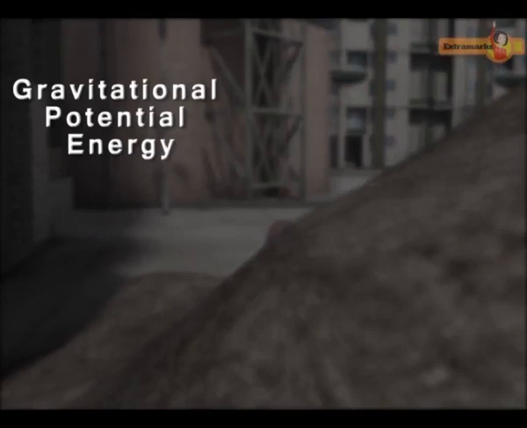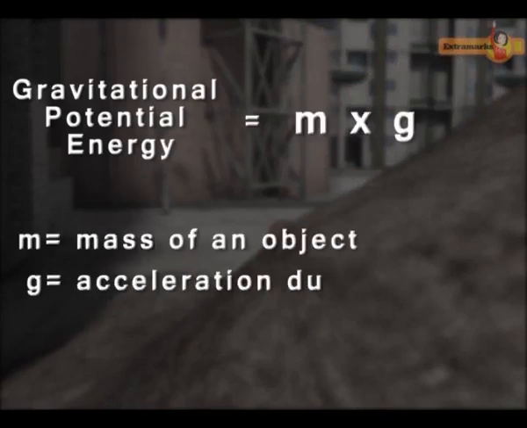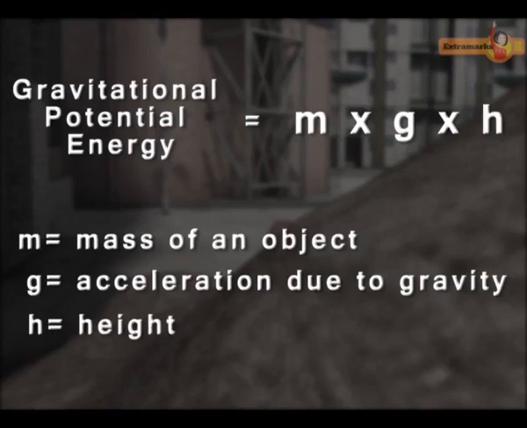Gravitational potential energy is equal to the product of the mass of an object, acceleration due to gravity, and the height of the object.